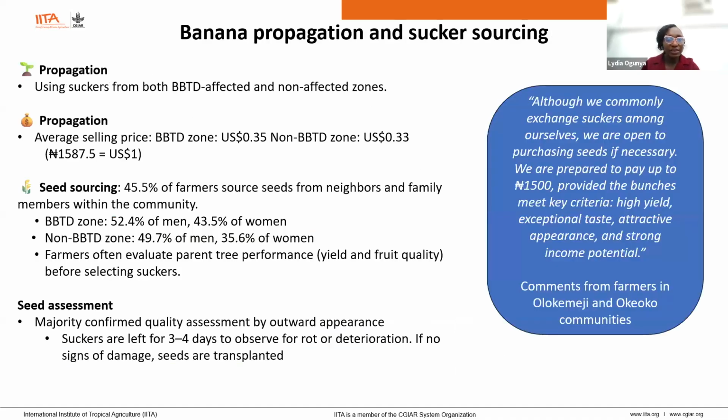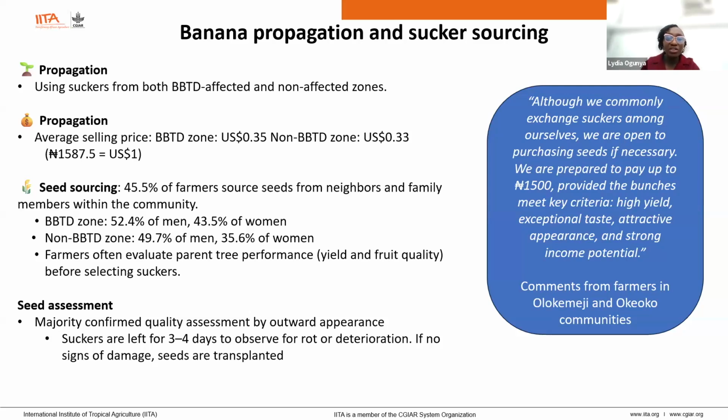Now we want to talk about the seed system. The usage of suckers from both BBTD and non-BBTD zone is obtainable. And the average price of farmers who purchase a planting material is less than $1. In the BBTD zone, it is slightly higher than the non-BBTD zone. We have 0.35 and then 0.33 in the non-BBTD zone.